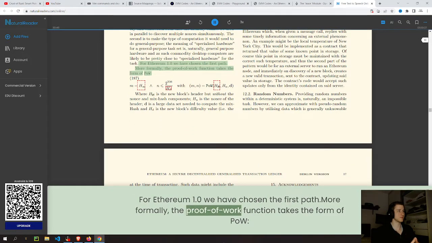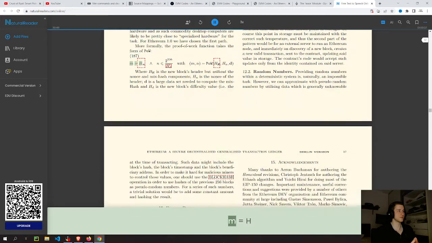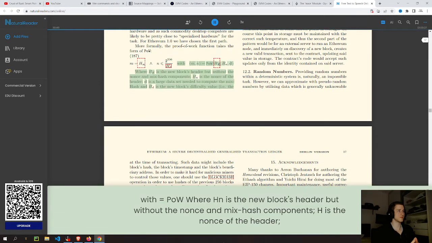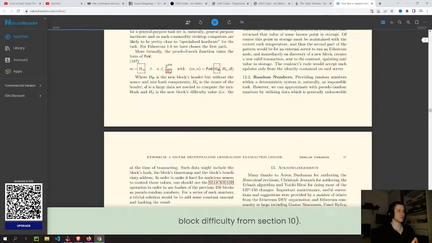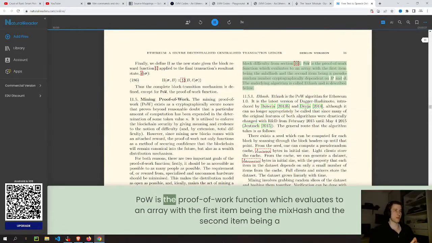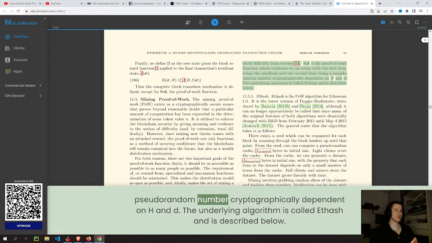More formally, the proof of work function takes the form of (m, n) = PoW(H_n, H_n, d), where H_n is the new block's header but without the nonce and mix hash components, H_n is the nonce of the header, d is a large data set needed to compute the mix hash, and H_d is the new block's difficulty value, i.e. the block difficulty from section 10. PoW is the proof of work function which evaluates to an array with the first item being the mix hash and the second item being a pseudo-random number cryptographically dependent on H and d. The underlying algorithm is called Ethash and is described below.